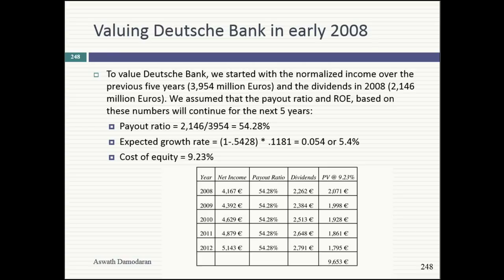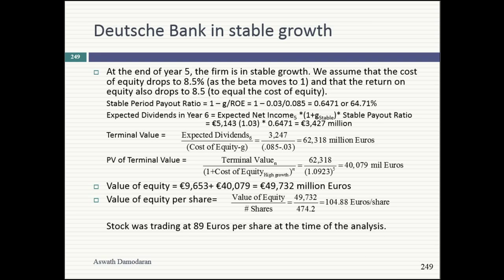So here's my valuation of Deutsche Bank in 2008. My net income, my payout ratio, because it's only dividends, I get my expected dividends. For the next 5 years, I use the 4% growth rate that I estimated using, if you remember, the return on equity and retention ratio for Deutsche. So those are my expected dividends for the next 5 years. Over those 5 years, I expect the cost of equity to be 9.23%. I discount the dividends back to today at 9.23%. So that's what happens over the next 5 years.